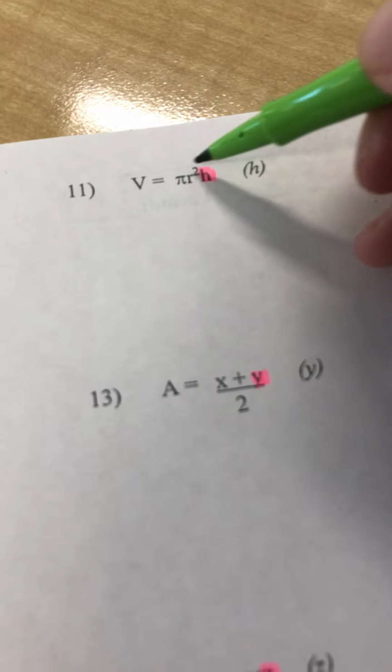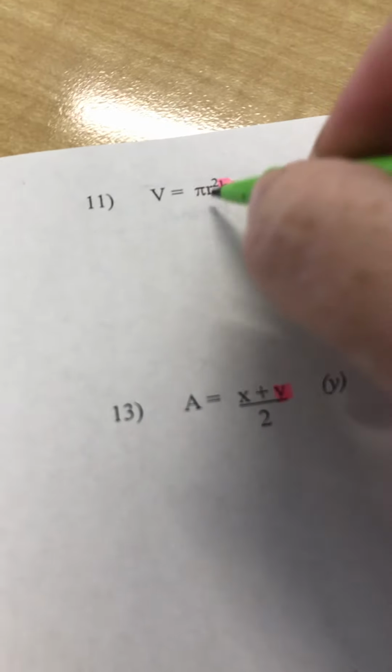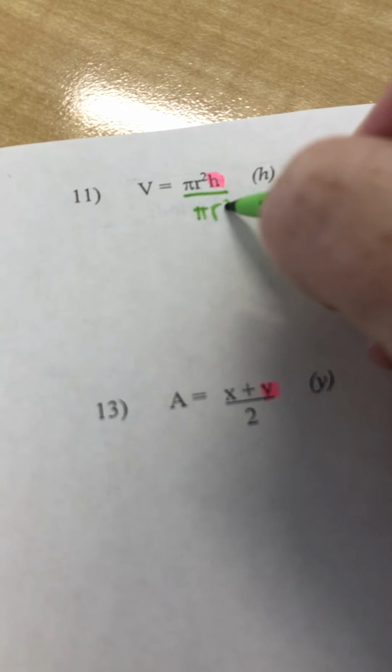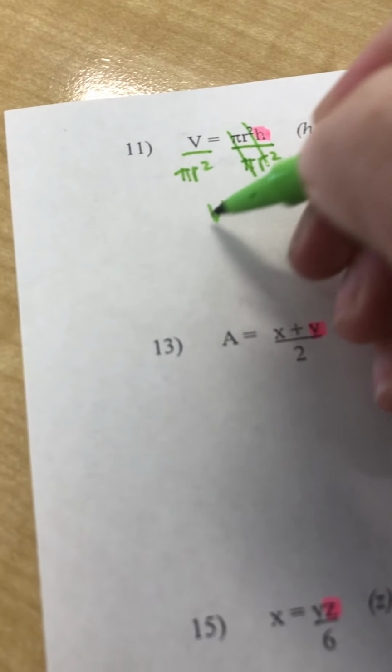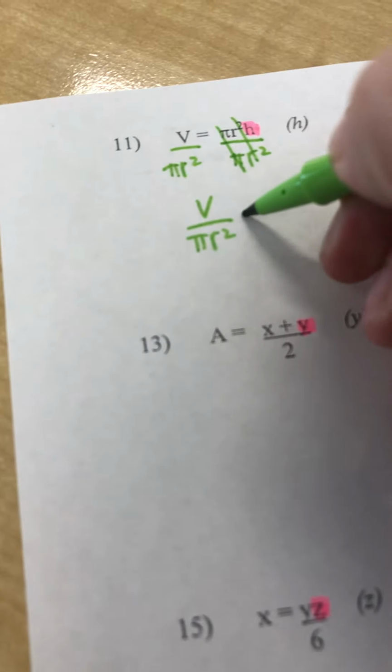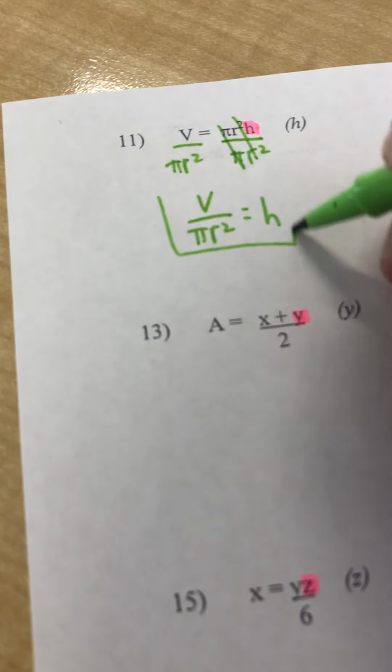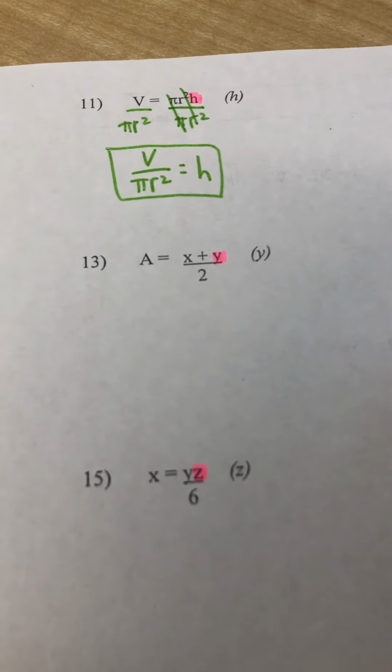This is pi times r squared times h. It's all multiplied, so we're going to divide all of that. So v over pi r squared equals h. Done. We love it when they're just multiplied.